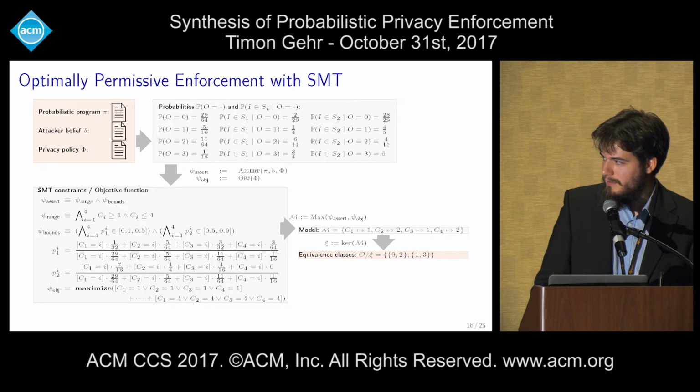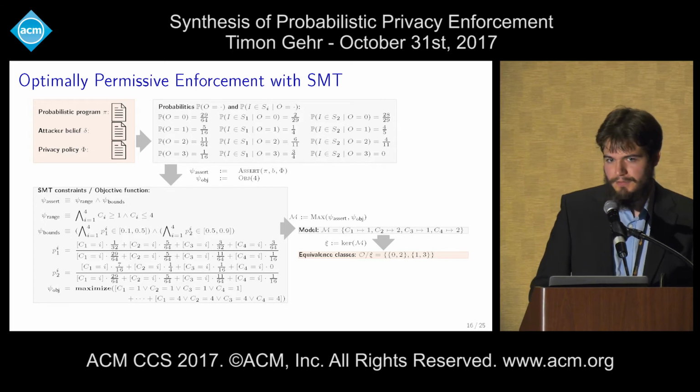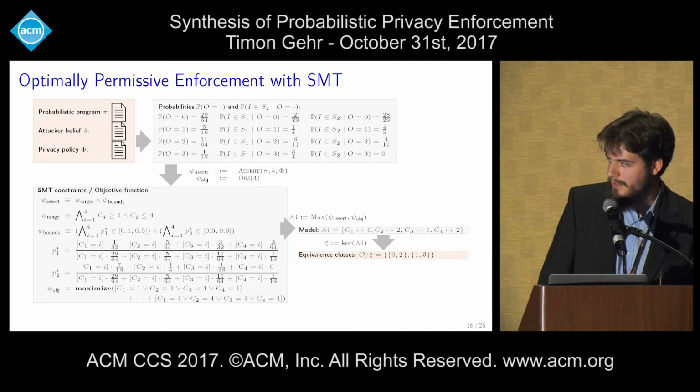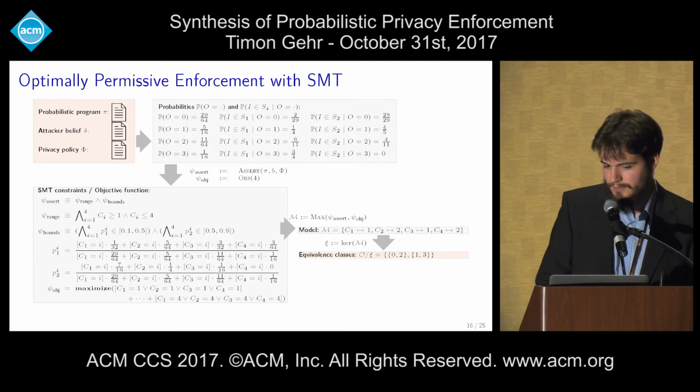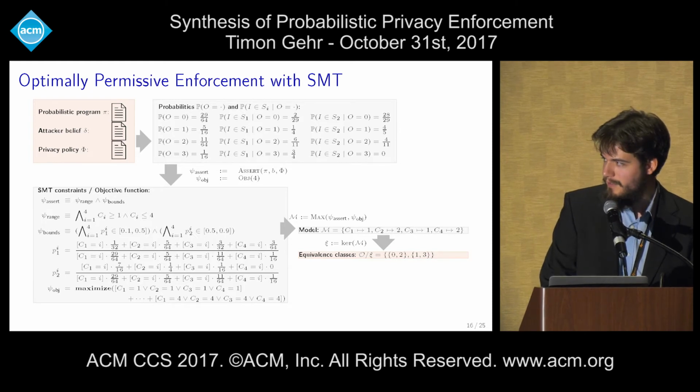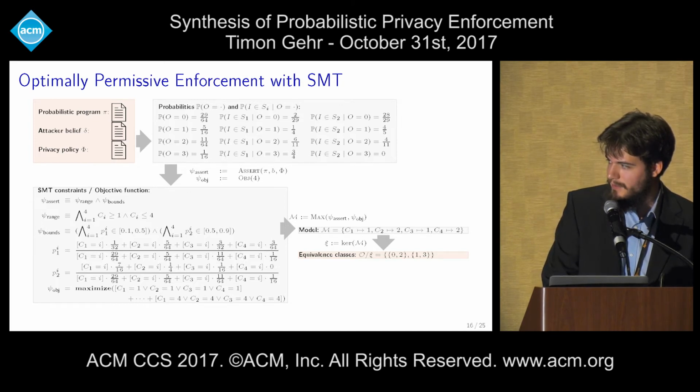So here is an example of how optimally permissive enforcement could be encoded in an SMT solver. Because it's an NP-equivalent problem, it's somehow natural to use an NP oracle to solve it. You don't need to understand everything on this slide. It's just for illustration. Given the program, the belief, and the privacy policy, we can compute the probabilities that we've mentioned before. Then using those probabilities, we can create this kind of constraint system. Over those constraints, we will maximize just the number of different equivalence classes. Then the SMT solver gives us some model, which we turn into the result here, which is 0, 2, 1, 3.